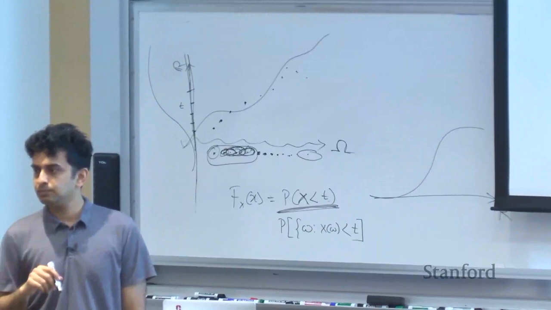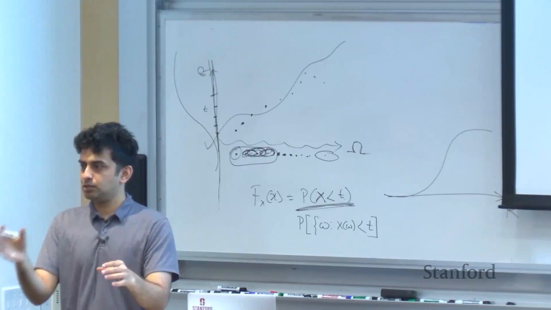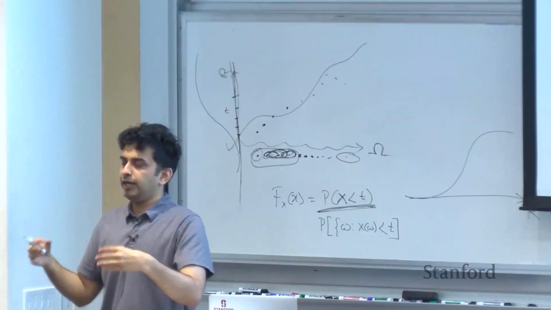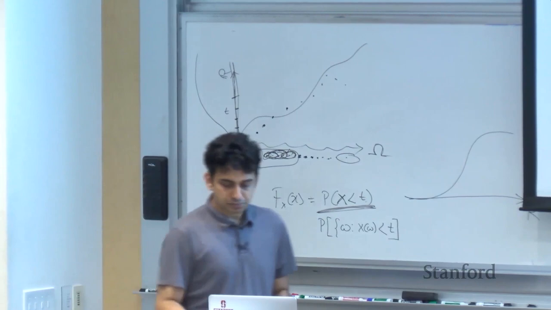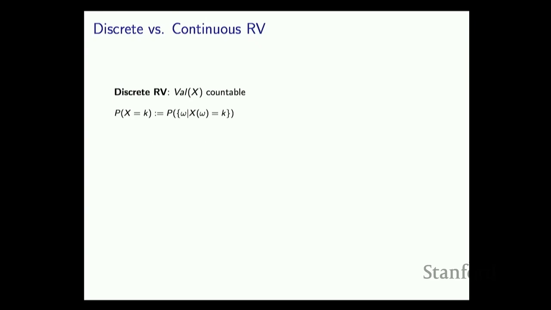Mm-hmm. Yeah. So omega is the sequence of heads, tails. The long sequence is omega. It's just a string of heads, tails, whatever. Given that as an input, you can count the number of heads in it, and the function that takes the string as input and returns the number as output is the random variable. And then you have discrete versus continuous random variables. We went through this again already. I'm just going to skip over these.